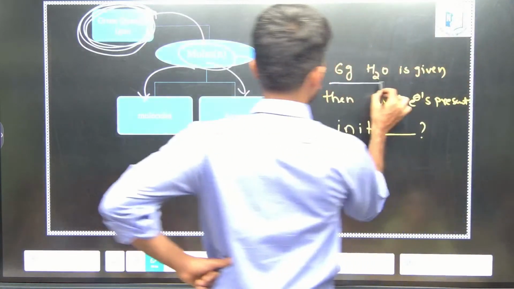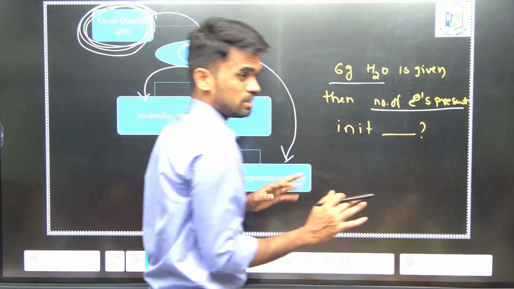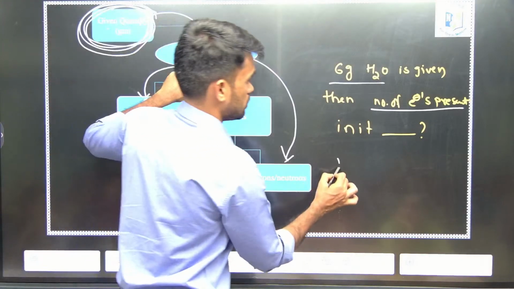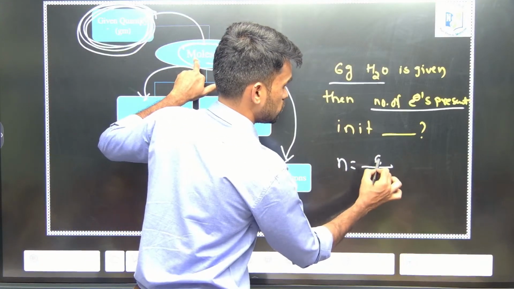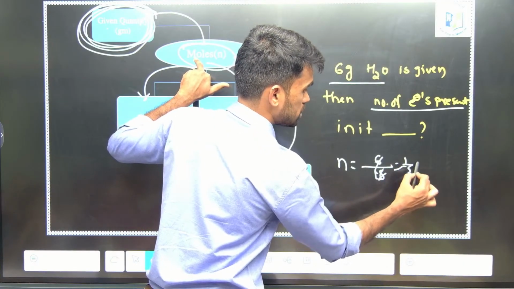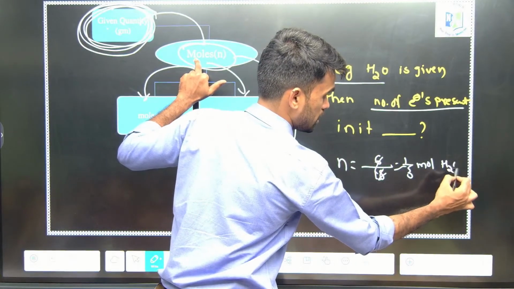6 grams of water means what you can make? First, they are asking the number of electrons. Given weight, first convert into moles. 6 by 18, 1 by 3 moles we got. So now 1/3 mole of water molecule we have.